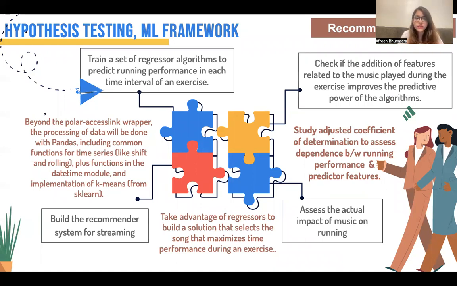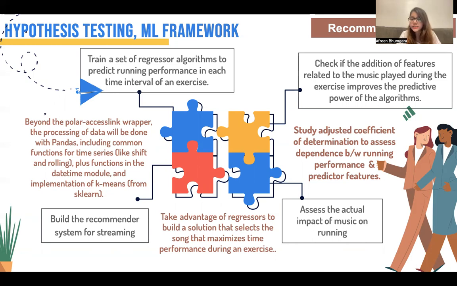I intend to train a set of regressor algorithms that will predict the running performance in each time interval of the exercise. I will then check if the addition of music features related to the exercise, like additionally adding the music during the exercise, improves the predictive power of these algorithms. For that, I'll use the coefficient of determination to assess the dependence between the running performance and the music predictor features.